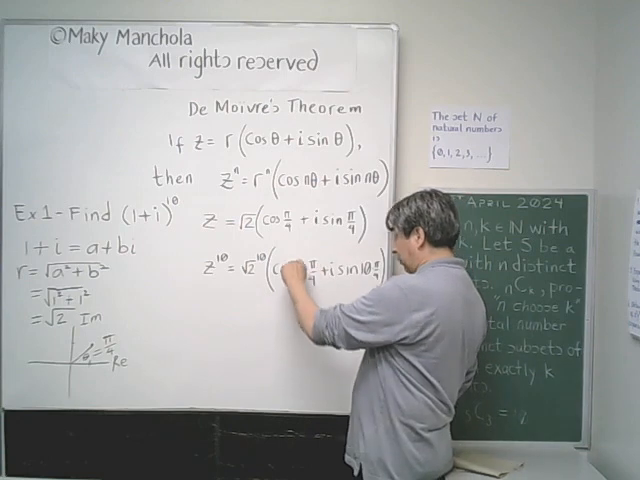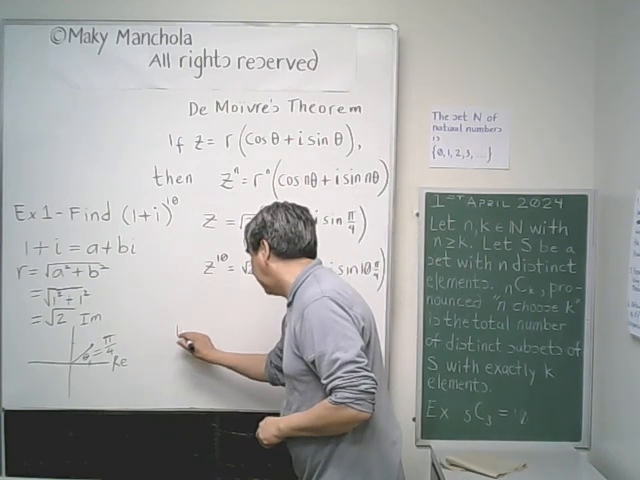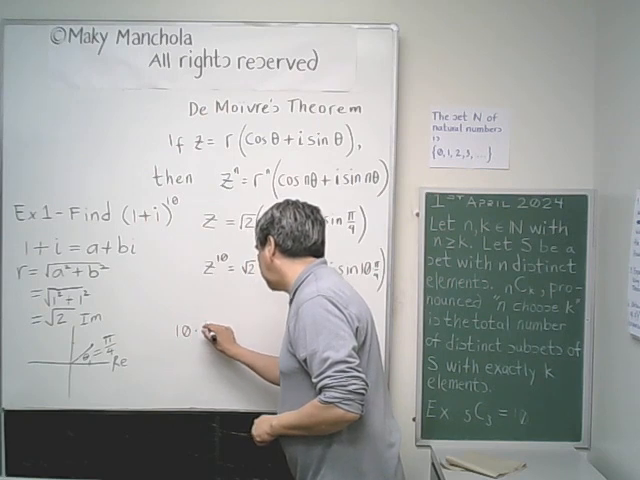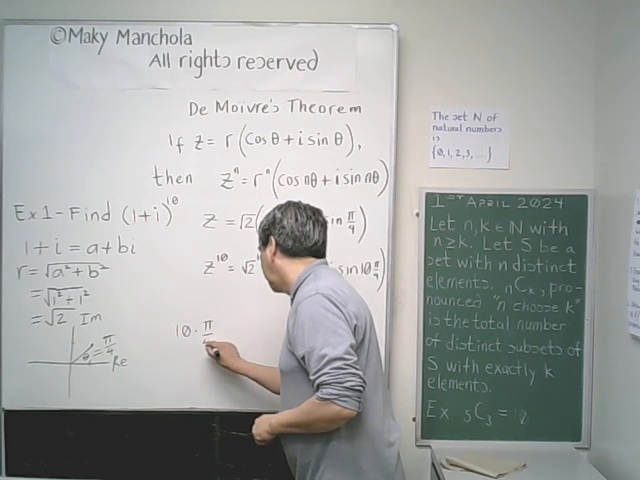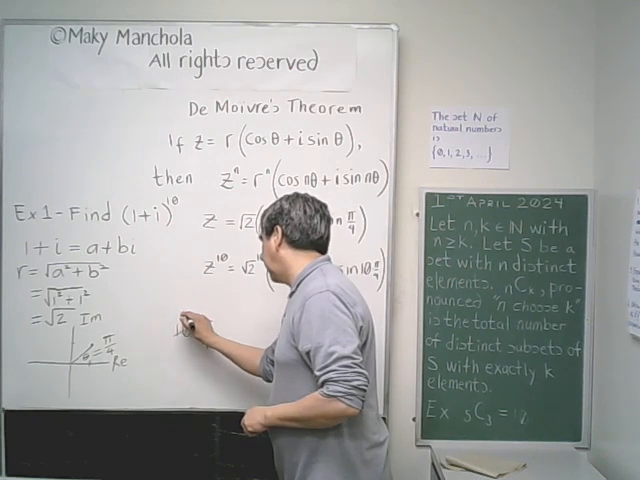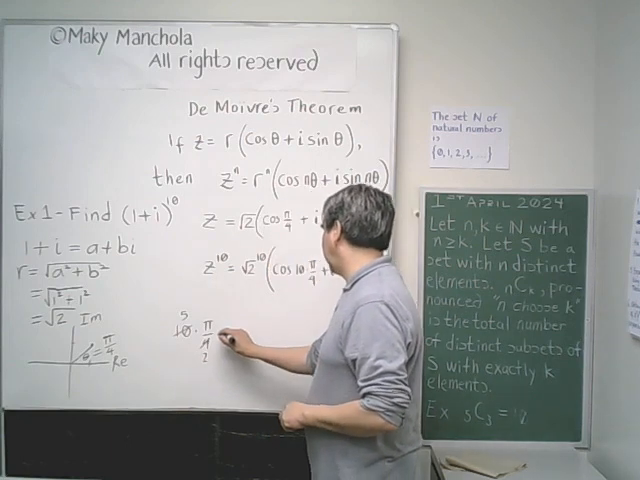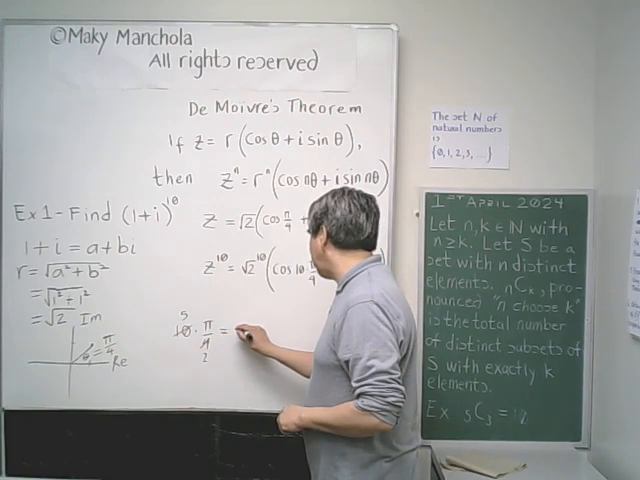Now we wish to simplify 10 times pi over 4, so let's do it here on this side. 10 times pi over 4, the 10 and the 4 cancel. 10 divided by 2 is 5, 4 divided by 2 is 2. So we end up with 5 pi over 2.